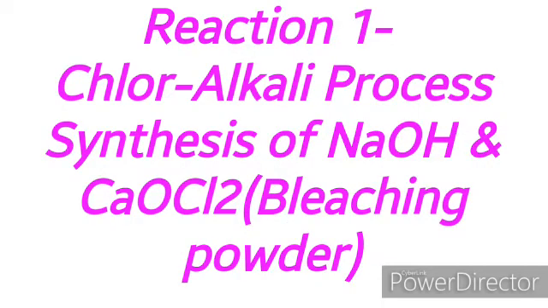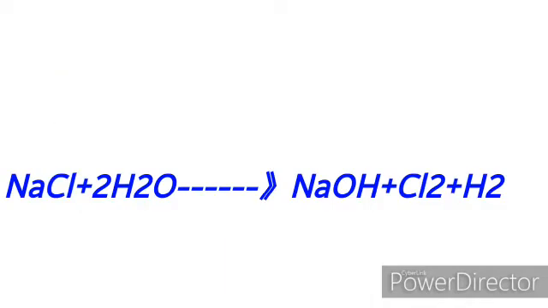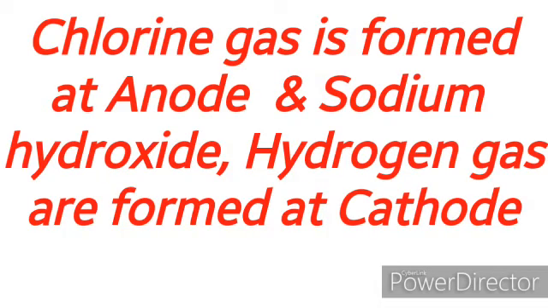Sodium chloride reacts with water to form sodium hydroxide, and chlorine and hydrogen gases are formed in this chemical process. This process is popularly called chlor-alkali process. Chlorine gas is collected at anode and hydrogen gas is collected at cathode. These two are positive and negative electrodes.